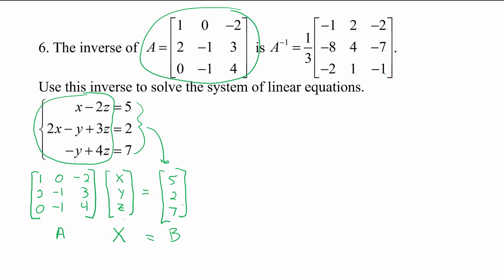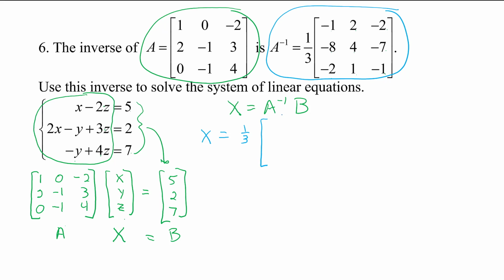And if AX equals B, we figured out, and you can refer back to some notes from class for this, that we would solve the system of equations using X equals A inverse times B. To find X equals A inverse times B, we're given A inverse, so right here is A inverse. Our matrix X is going to equal 1/3 times the matrix -1, 2, -2, -8, 4, -7, -2, 1, -1. If we take A inverse times our matrix B, where B is 5, 2, 7, we will have solved for our variables.